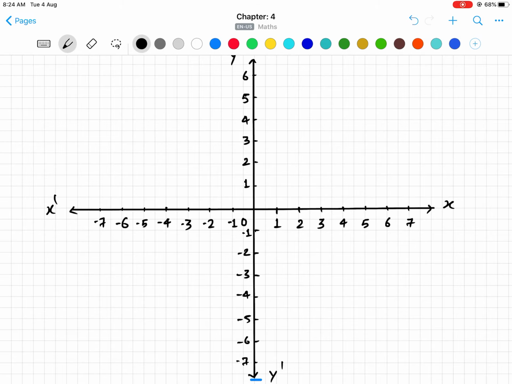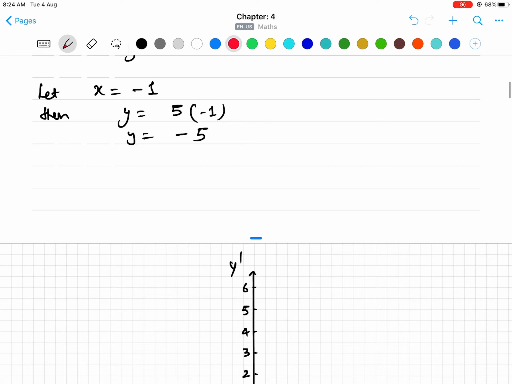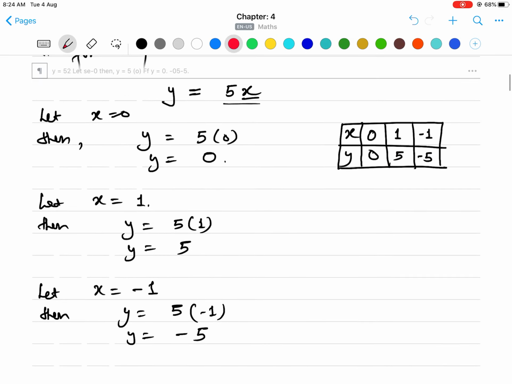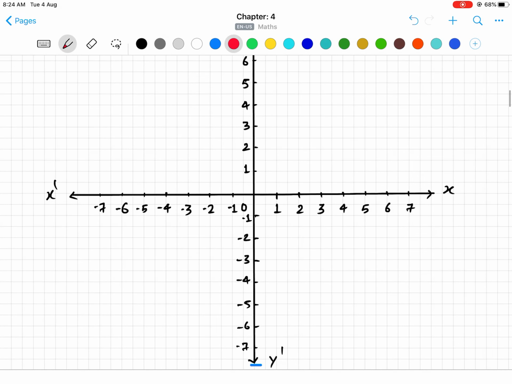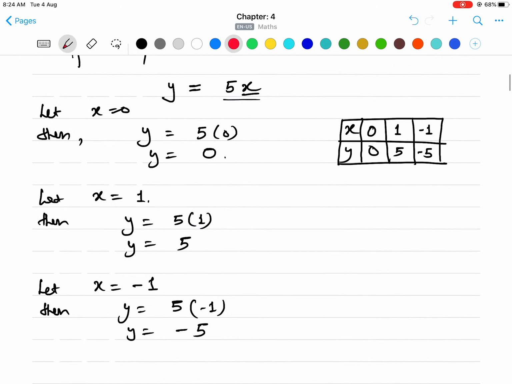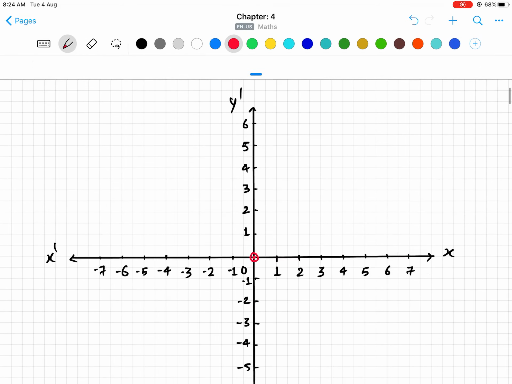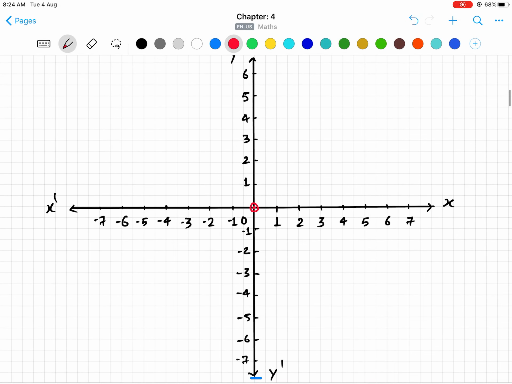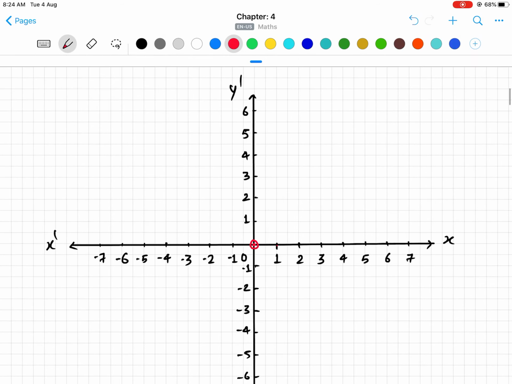The first point that we have is x0 and y0. So that means that point will be exactly at the origin. Okay, so that's our first point. Second one is x1 and y5. That means we'll start from the origin, x1 here and y5. That means you have to move in the upward direction. So that point will be here. This is x1 and y5, and this one was 0 and 0.